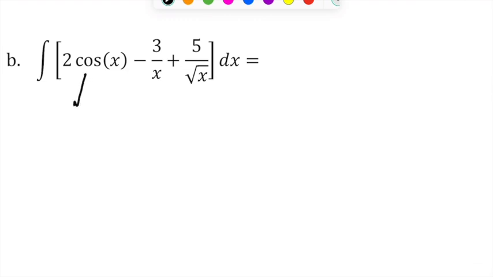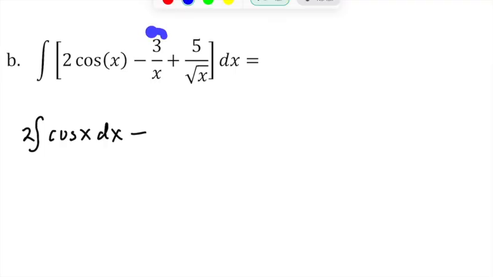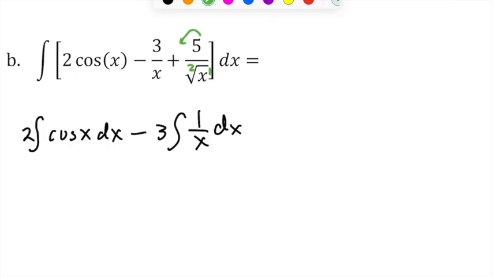So if I want to do the integral here, I'm going to get 2. Actually, let's rewrite this to simplify it. So this will be 2 cosine of x dx minus 3 we're going to write outside. So 3 integral of 1 over x dx. And then finally, this function we're going to rewrite as 1/2. And we're going to move the 5 outside.